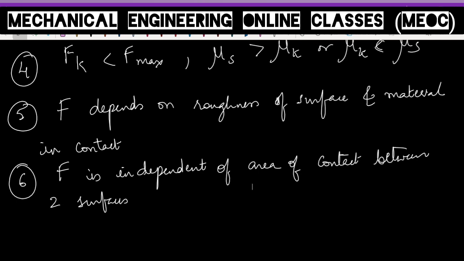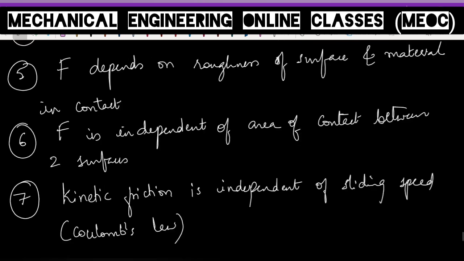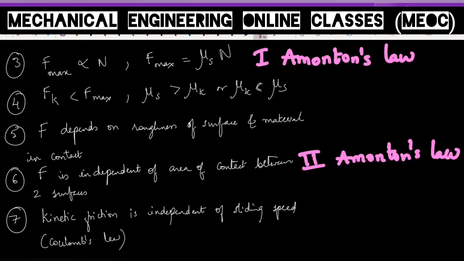The other law is that the friction depends on the surface roughness and the material in contact. The frictional force is independent of the area of contact between the two surfaces, and kinetic friction is independent of the sliding speed. This is called Coulomb's law. And not just that, frictional force being proportional to normal reaction is the first Amontons' law, and F being independent of area of contact between the two surfaces is the second Amontons' law of friction.